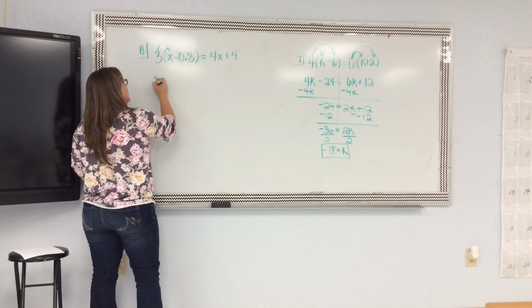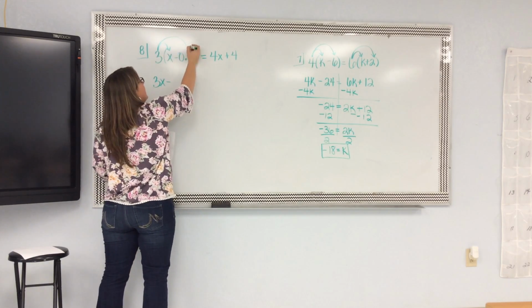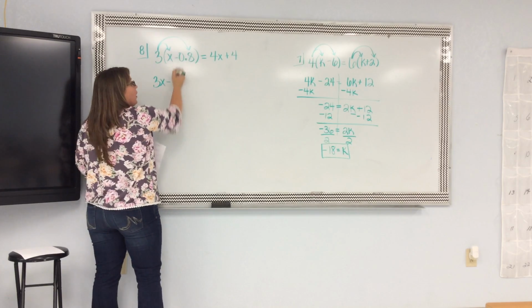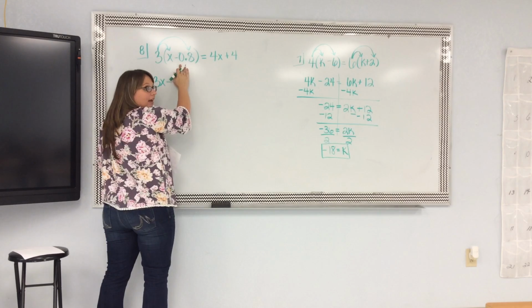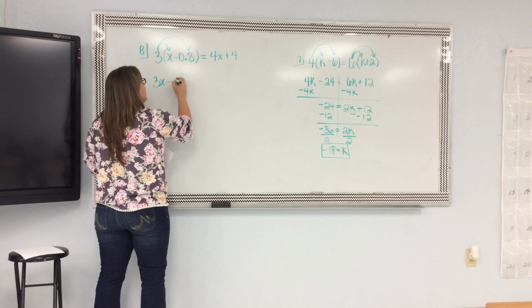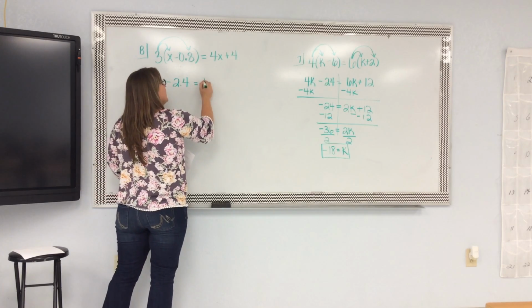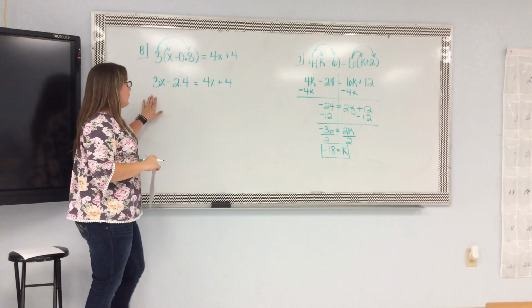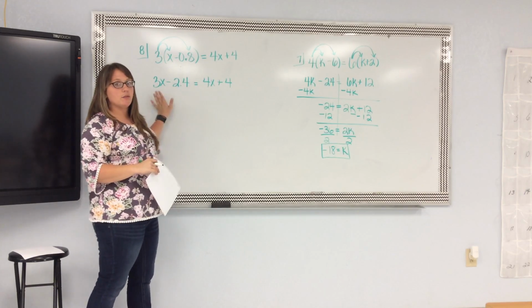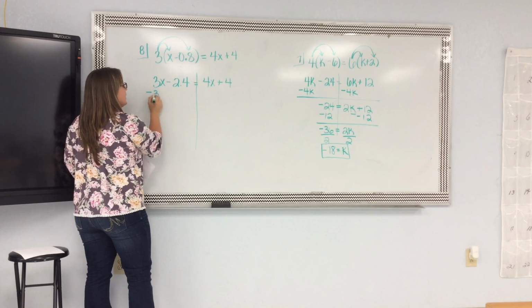3 times x is 3x, minus 3 times 0.8. I brought that minus sign down, or you could do 3 times negative 0.8, whichever way you like, is 2.4. So 3x minus 2.4 is equal to 4x plus 4. I have a 3x and I have a 4x. The 3x is smaller, so that's the one I like to get rid of first. So I'm going to take away 3x.